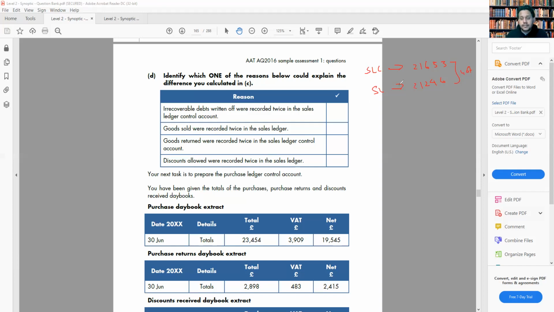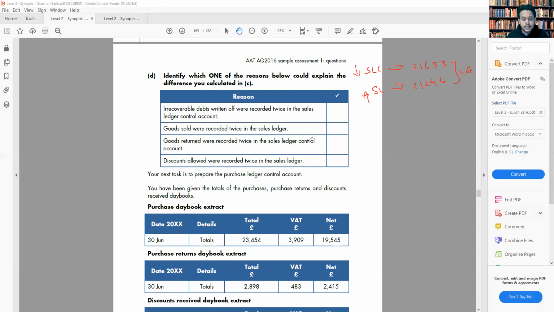So either we have to find a reason for which my sales ledger control balance will come down to 21,246, or we have to find a reason that will increase the sales ledger balance so it becomes 21,653. So either I increase the sales ledger balance so it exactly matches the sales ledger control, or I bring down my sales ledger control so it matches the sales ledger. So I need to find a reason for that.